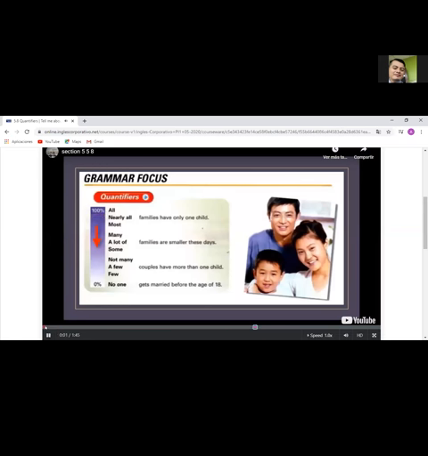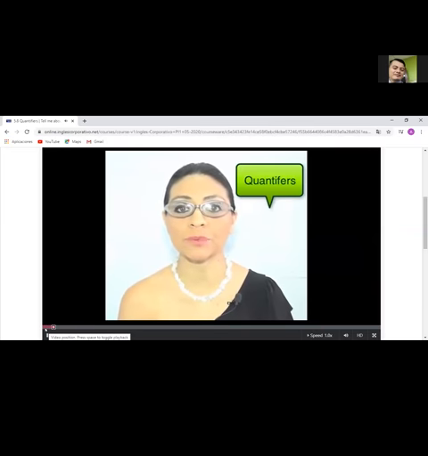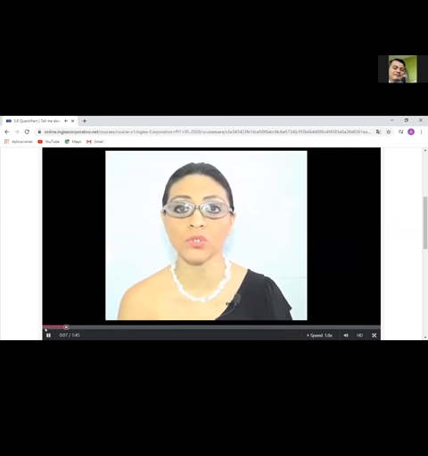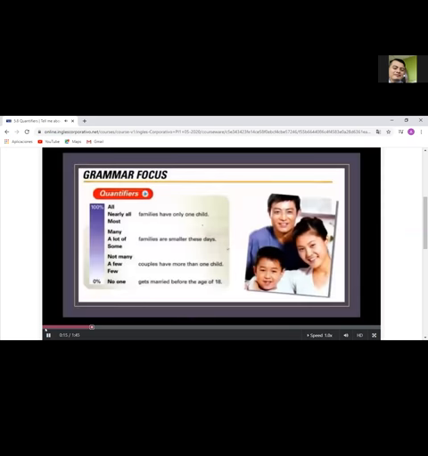And then you work down the scale depending. This time we'll talk about quantifiers. When we don't know the exact percentage of something, we use words like some, most, a few. Stay and learn more quantifiers and how to use them. Quantifiers. All families have only one child. Nearly all families have only one child. Most families have only one child. Many families are smaller these days. A lot of families are smaller these days. Some families are smaller these days. Not many couples have more than one child. A few couples have more than one child. Few couples have more than one child. No one gets married before the age of 18.